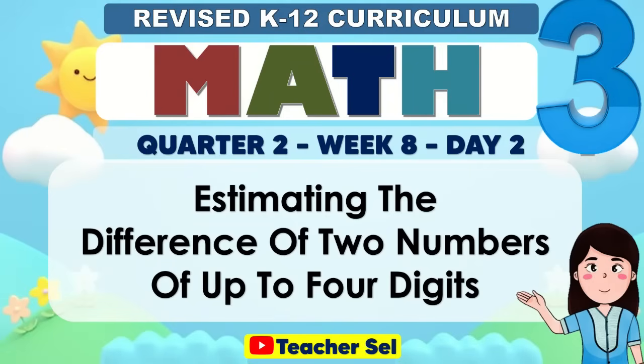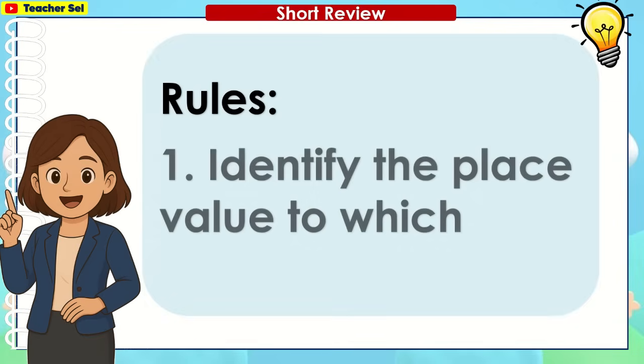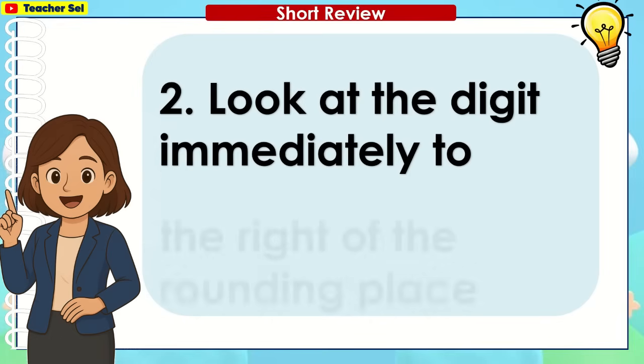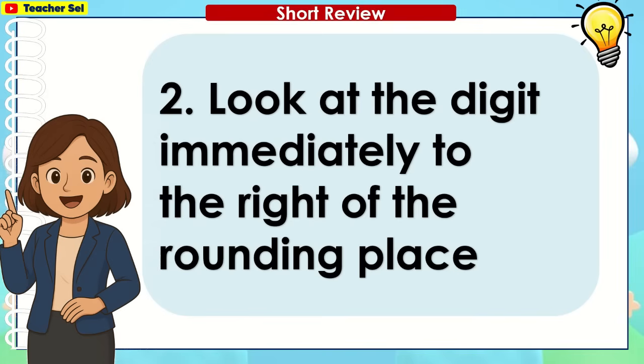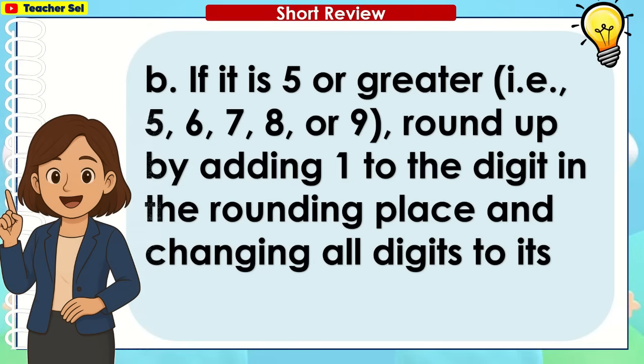For day 2, estimating the difference of two numbers of up to 4 digits. Here are the rules in rounding numbers. Identify the place value to which you are rounding. Look at the digit immediately to the right of the rounding place. If it is less than 5, that is 0, 1, 2, 3, or 4, round down by keeping the digit in the rounding place the same and changing all digits to its right to 0. If it is 5 or greater, that is 5, 6, 7, 8, or 9, round up by adding 1 to the digit in the rounding place and changing all digits to its right to 0.